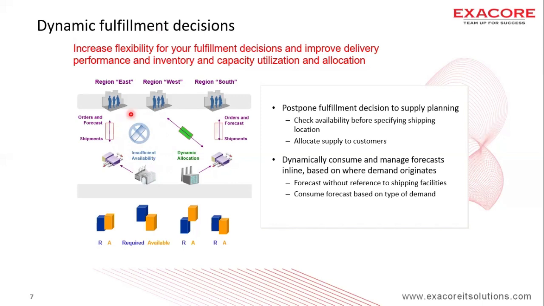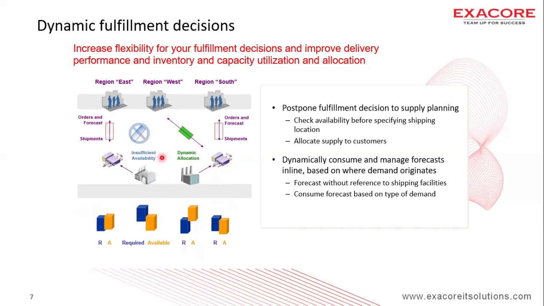How ACP will help is that there are multiple locations in an organization. There are requirements, and there is availability. If you see this particular example, in this location the required quantity is higher, but the available quantity is less. How ACP will improve it is that ACP will check availability of materials throughout the locations, and it will allocate the supply to customers.